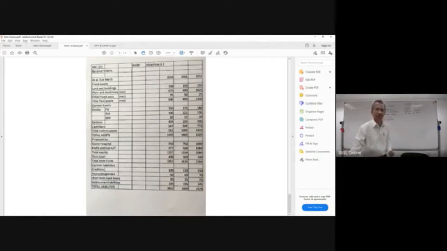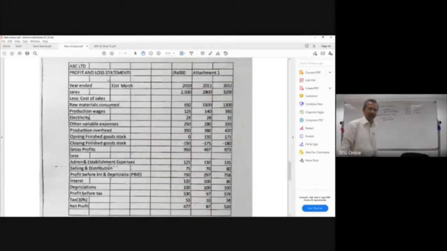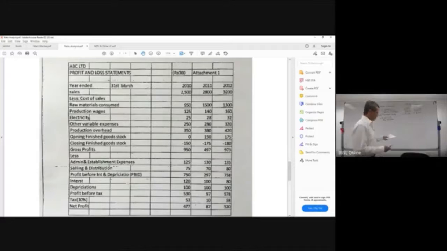What is cost of goods sold? It is here. Oh no, one is from the P&L, not the cash flow. Yeah, this is from the P&L, cost of goods sold. It is not given straight away, right? How do you get it? Now we have gross profit and we have sales. So cost of goods sold is the difference.